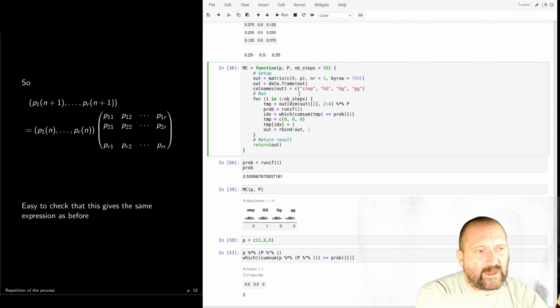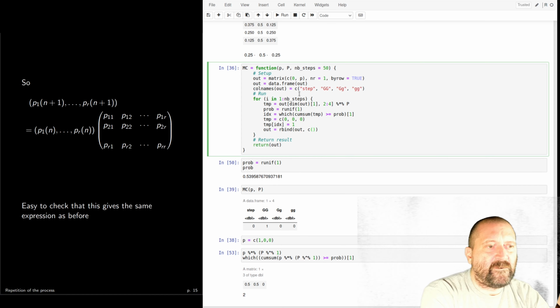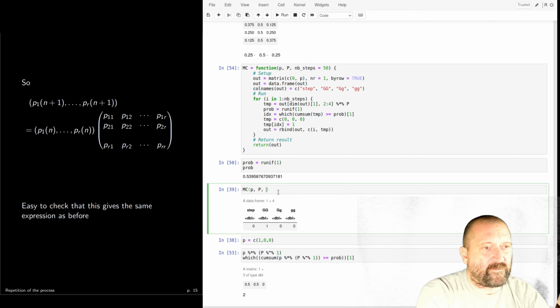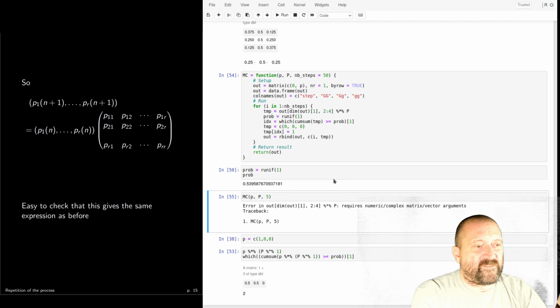I'm going to make a vector row that is going to have, well, first of all, we need the index of the time step in which we are, and then we need the new temp. Let's see if this works. To test it on a small case, I'm just going to say that the number of steps is 5. If this works, we'll be very lucky.